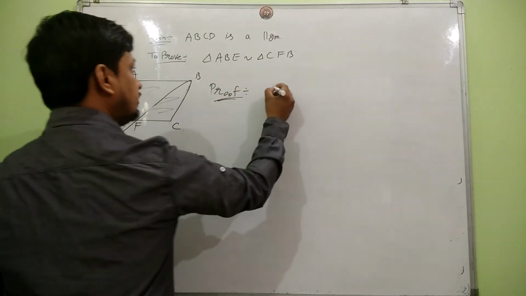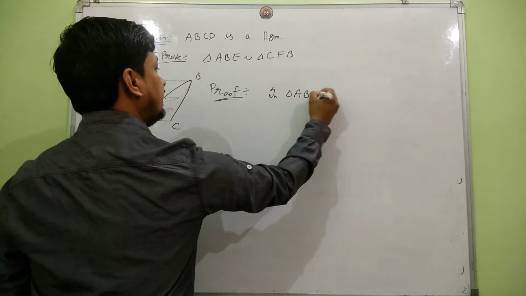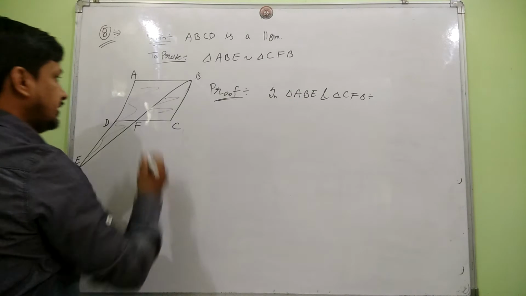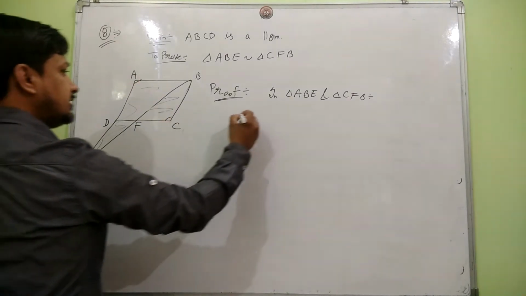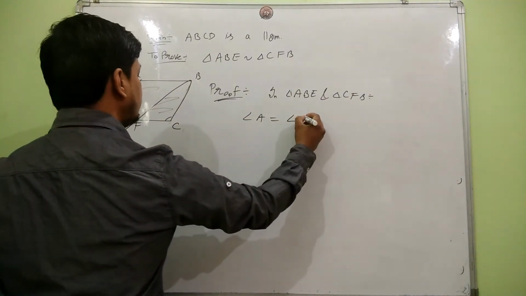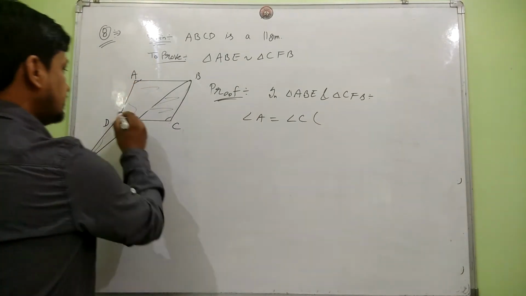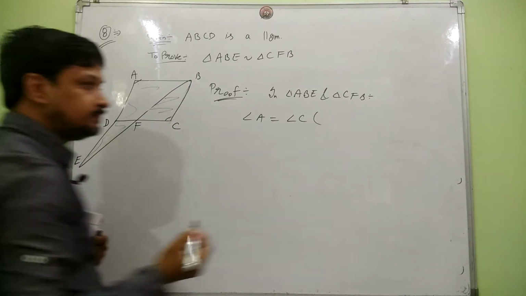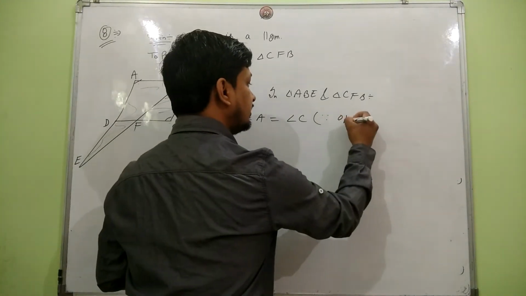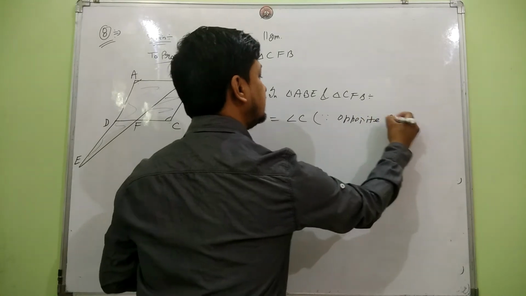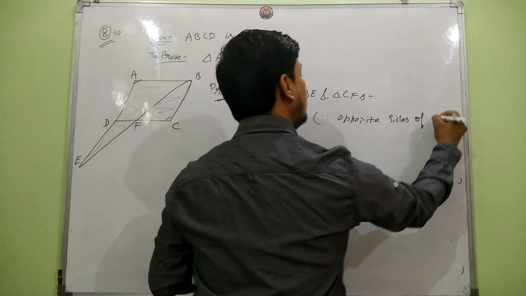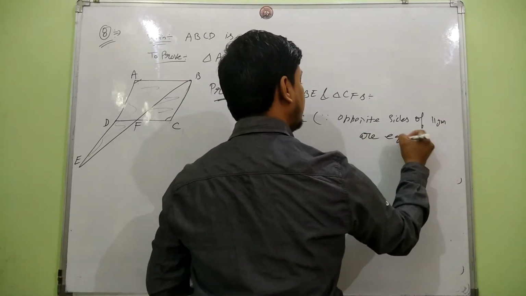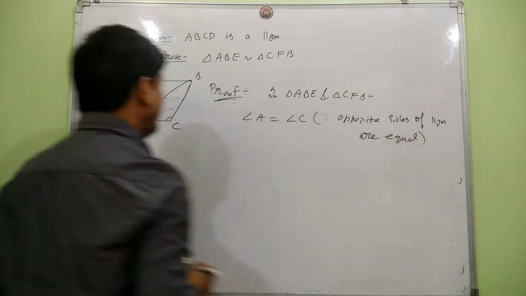Let us take these two triangles. In triangle ABE and triangle CFB, what is the first thing? Angle A is equal to angle C. Angle A of the first triangle is equal to angle C of the other triangle, because ABCD is a parallelogram, and since opposite angles of a parallelogram are equal. And what is the second thing?